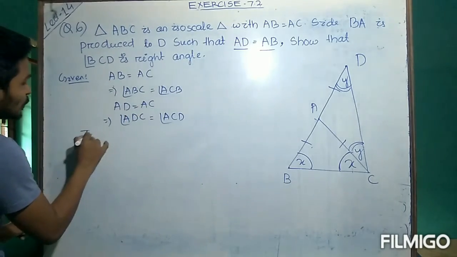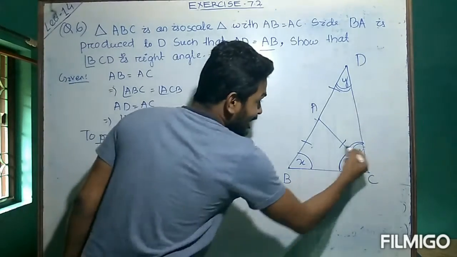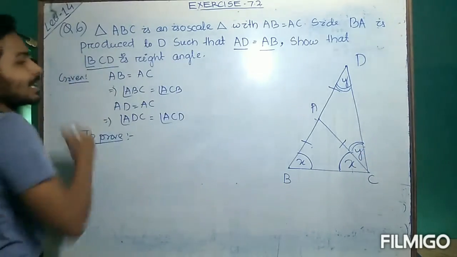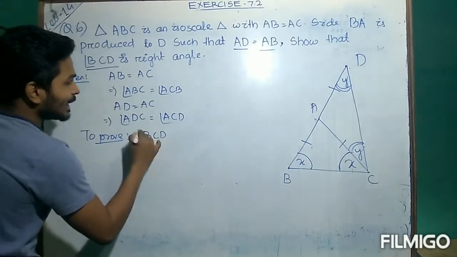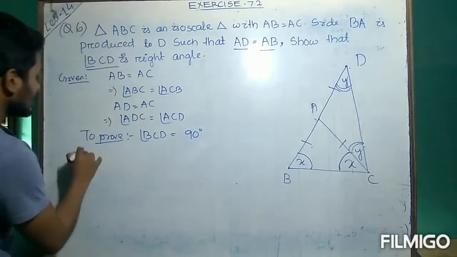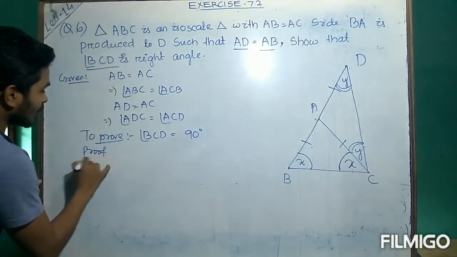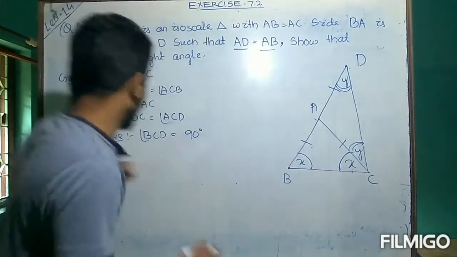Now, what do we have to prove? We have to prove that this angle BCD is a right angle. BCD is a right angle. Right angle means it will be 90 degrees. We have to prove this. So let's prove it. How can we prove it? For this, we have to consider triangle ABC.